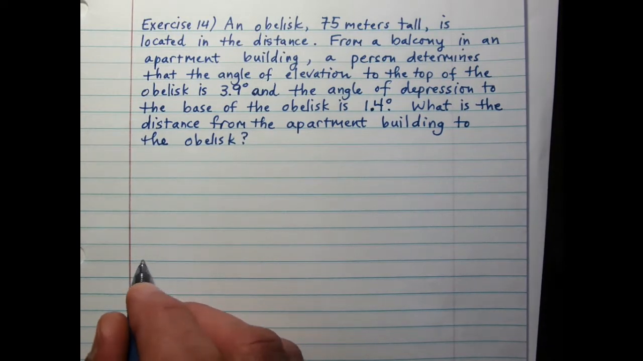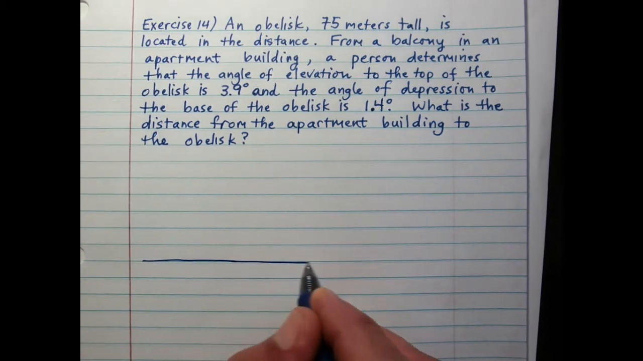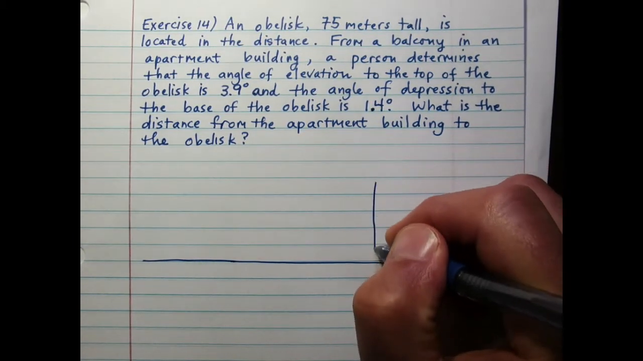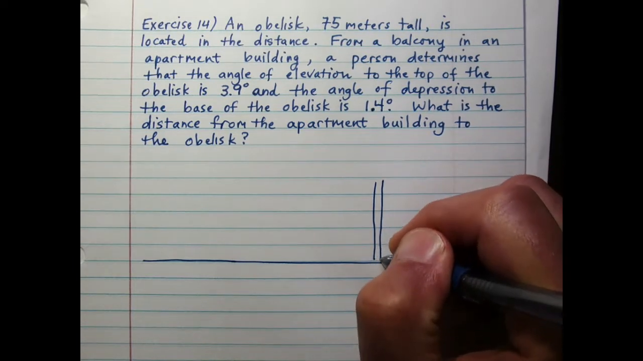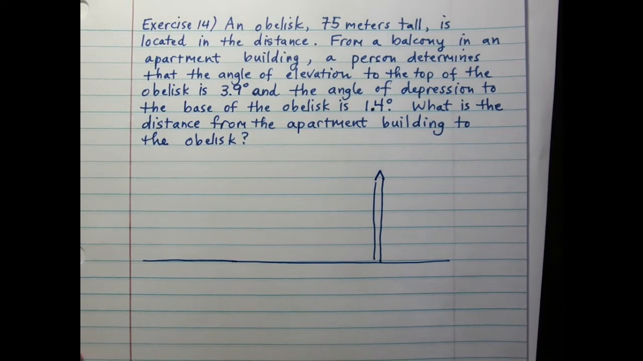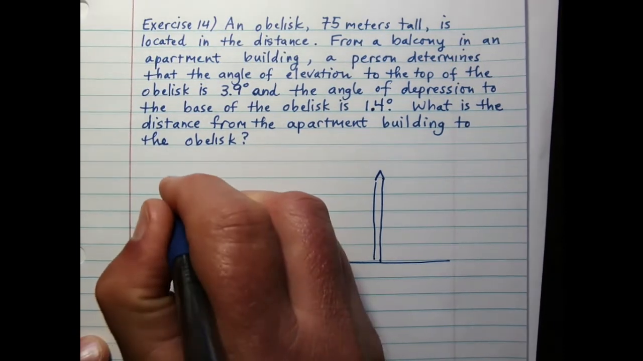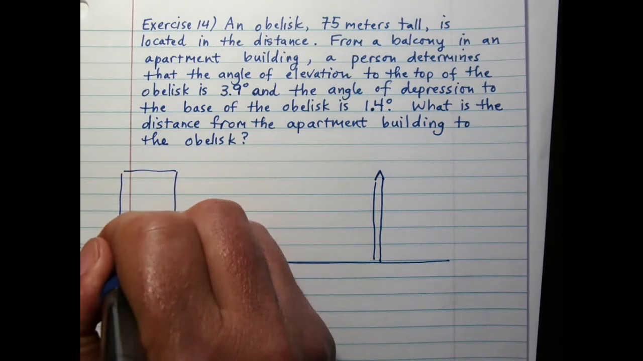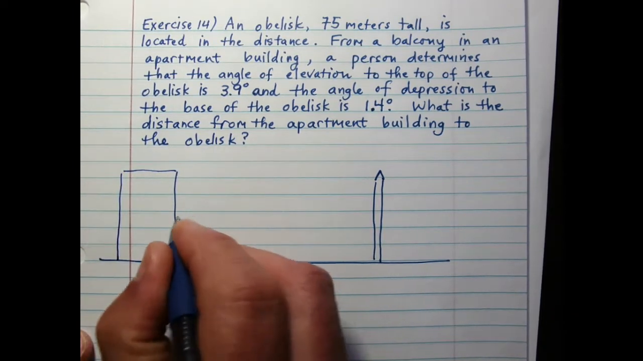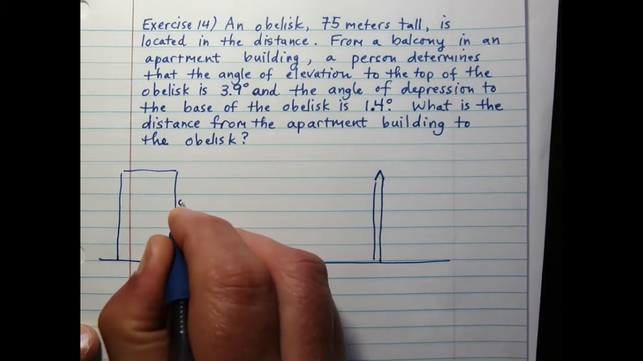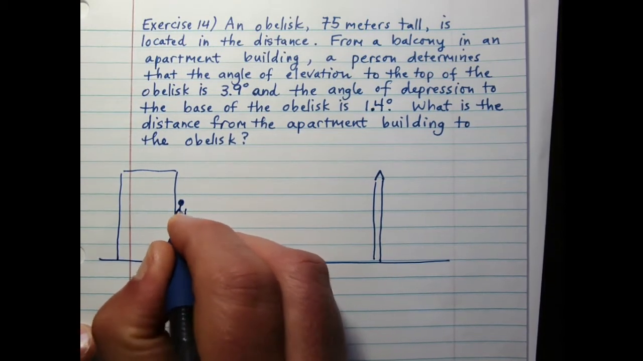So let's try to draw a picture. We have the ground, and off in the distance, we have this tower that we're talking about, the obelisk. I'm just going to draw it like so. And then where we're located, we're in an apartment building, and there's this balcony. And there we are.